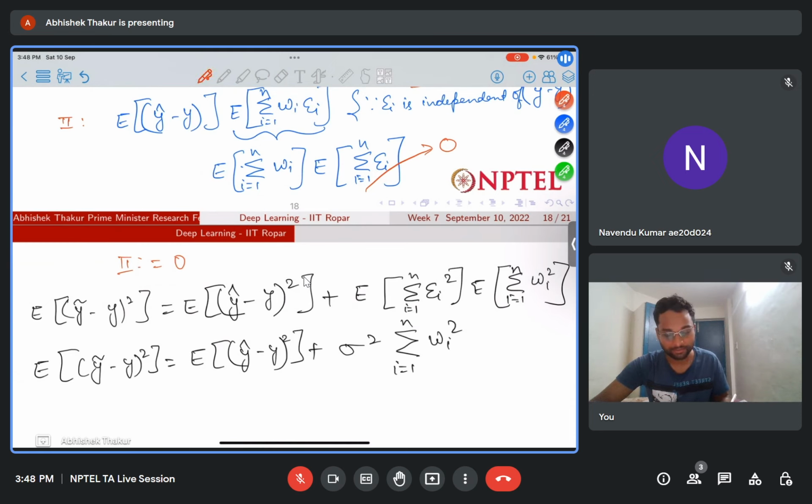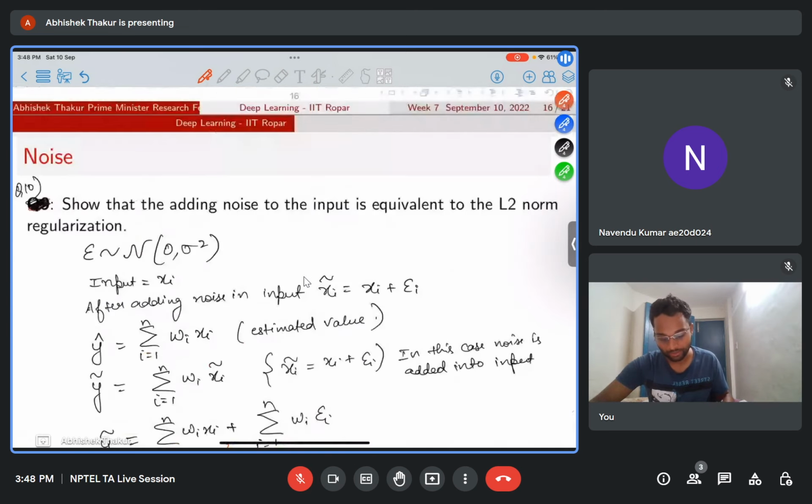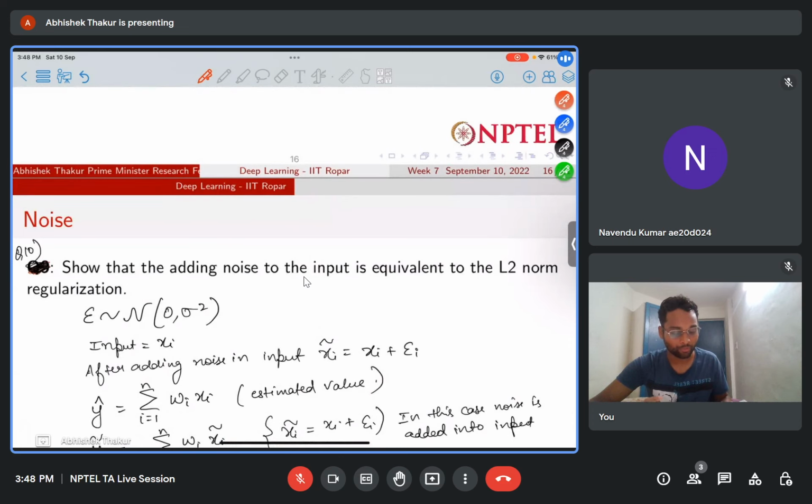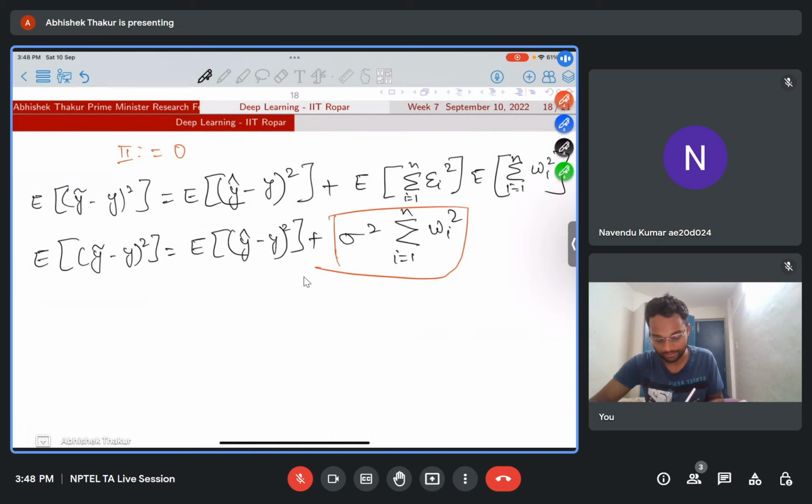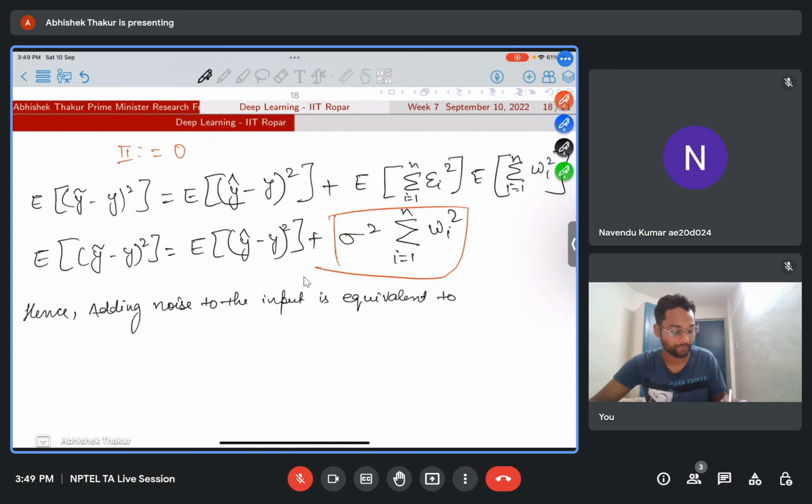So you can see, this is the same as the L2 norm penalty. So we conclude that adding noise to the input is equivalent to the L2 norm regularization. Hence, adding noise to the input is equivalent to L2 norm regularization.